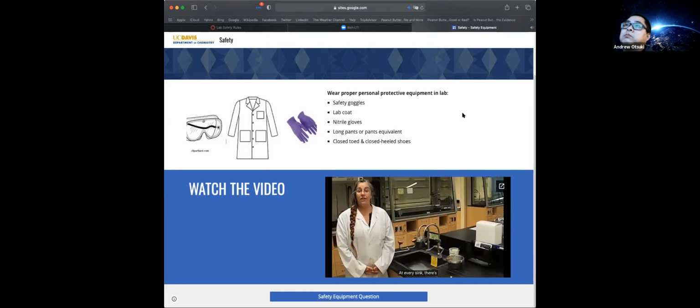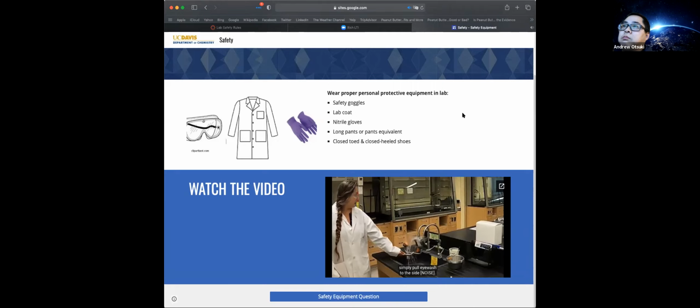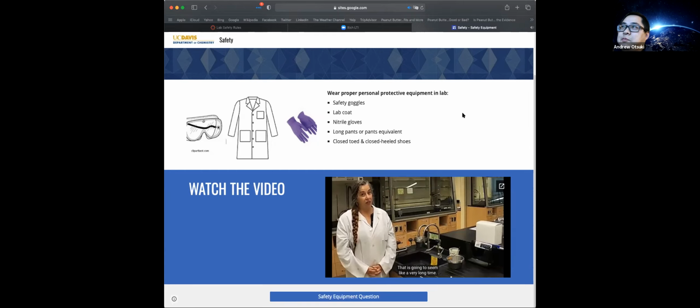At every sink, there is an eye wash or a soaker hose. To activate the eye wash, simply pull the eye wash to the side. If someone does need to use an eye wash, it's important that the eyes are held open and their face is held down into the water for 15 minutes. That is going to seem like a very, very long time. Water may get all over. That's fine. You'll clean it up after.